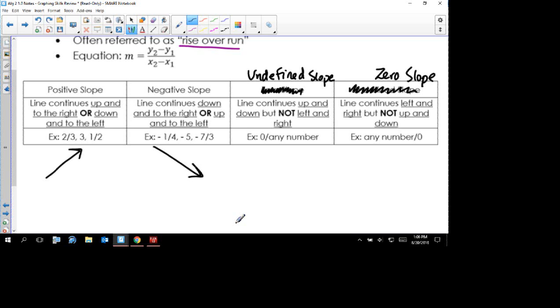Undefined slope. You look right here, it says, example, 0 divided by any number. Up and down, but not left or right. So scribble that part out too.